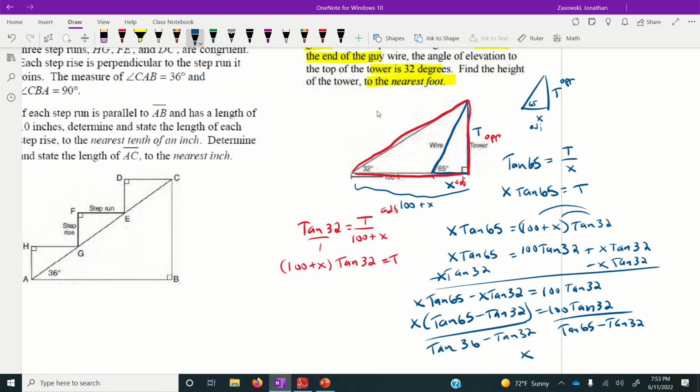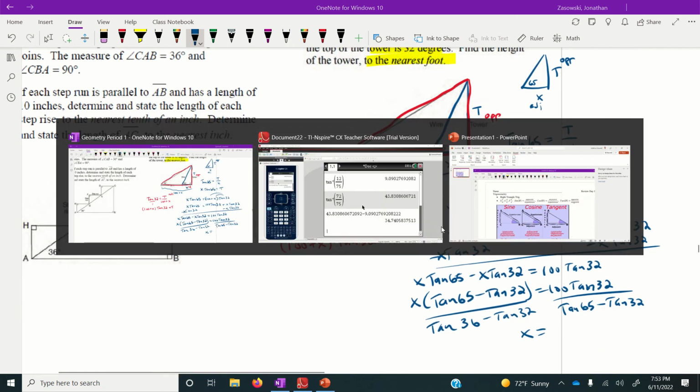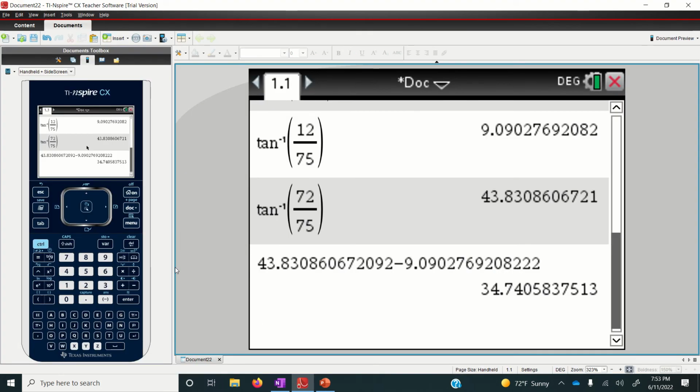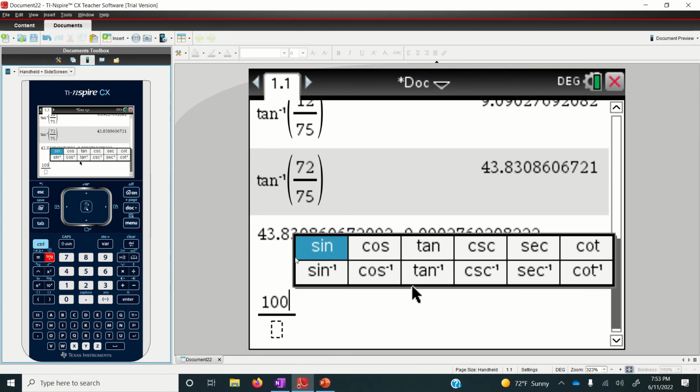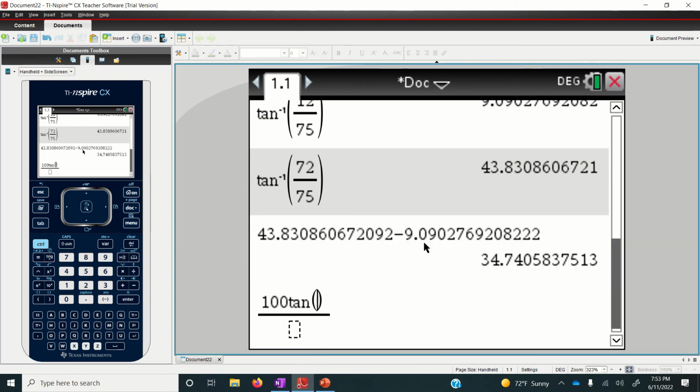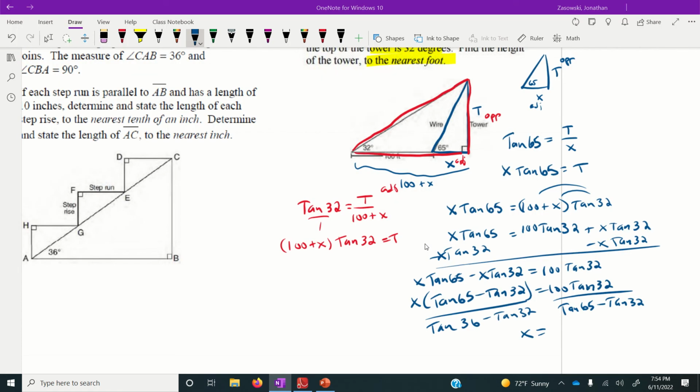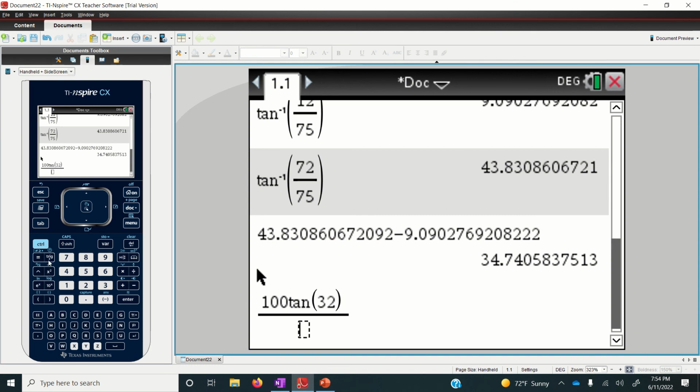All right, so x is going to equal, and we're not done yet. We're almost done. So 100 times tangent 32 over tangent of 65 minus the tangent of 32. We're going to do control divide for a fraction.